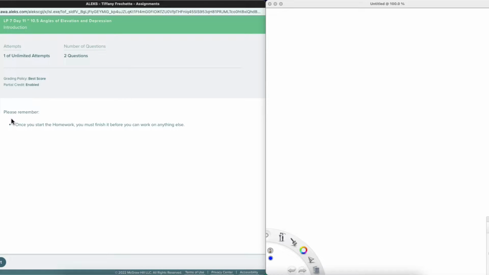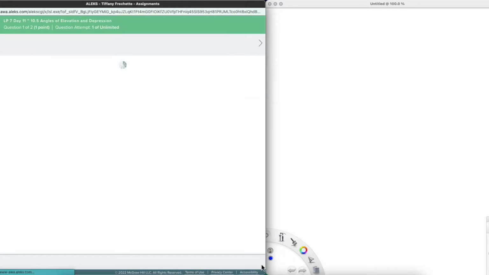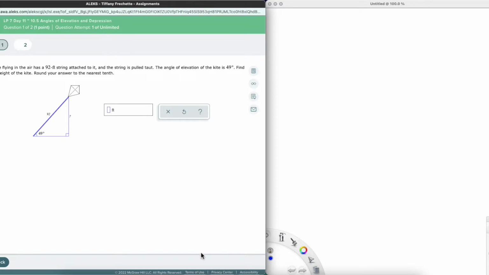So down here it says, please remember once you start your homework, you must finish it before you can work on anything else. And that means once I click start, down here in the bottom right corner, you will see a submit assignment button. That's how we finish our assignment, by clicking that button. What it means by you can't work on anything else is the system is literally going to lock all of your other assignments and even resources until you click that submit assignment button, because it's assuming you want to leave this attempt open, and that's what it's trying to do for you.